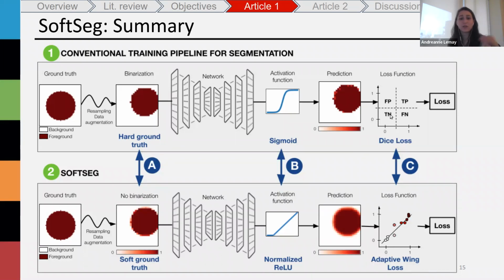Then we change the final activation function to a normalized ReLU instead of a sigmoid. And finally, we use a regression loss function instead of a classification loss, like the dice loss. So these three modifications we will call SoftSeg throughout this presentation.